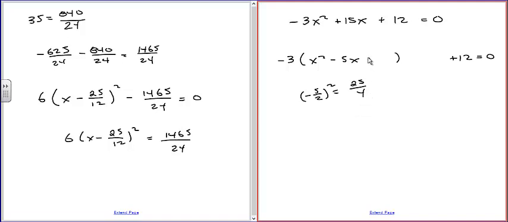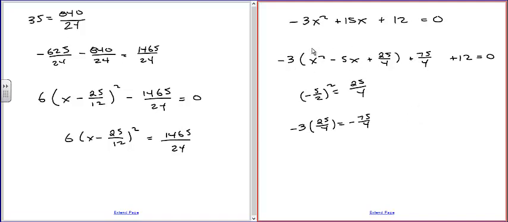So that's what we add here, plus 25 over 4. Now, what we're actually doing here is we're multiplying negative 3 times 25 over 4, which is negative 75 over 4. 3 times 25 is 75. So we're really subtracting that, so we have to add 75 over 4 here to balance that out.